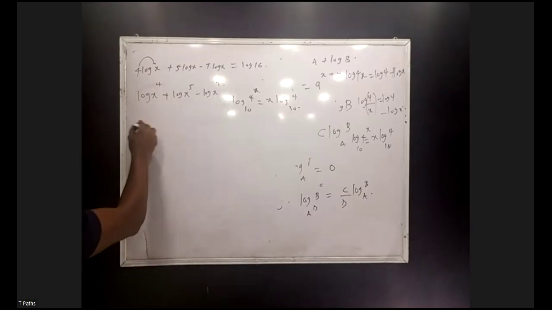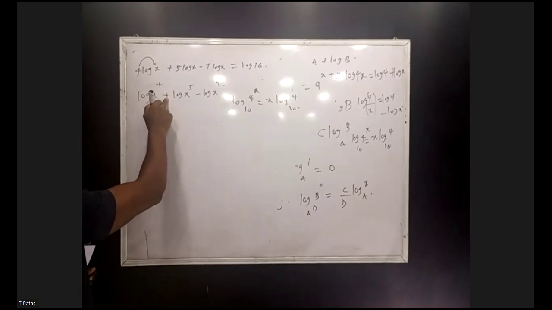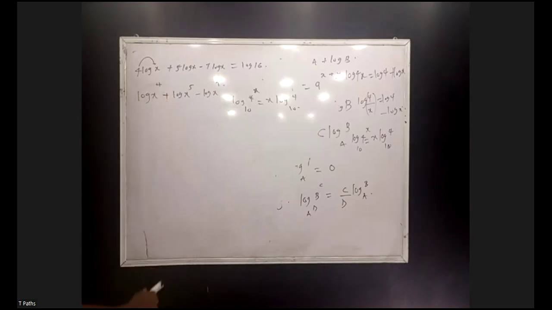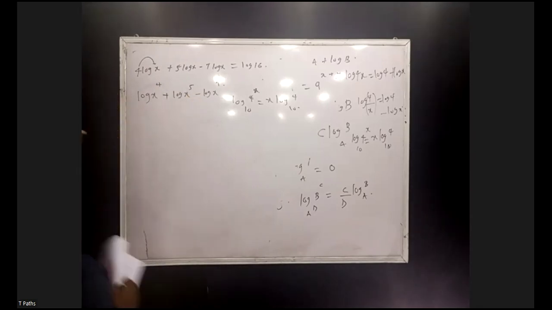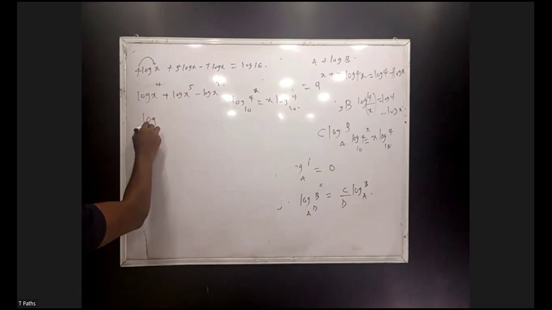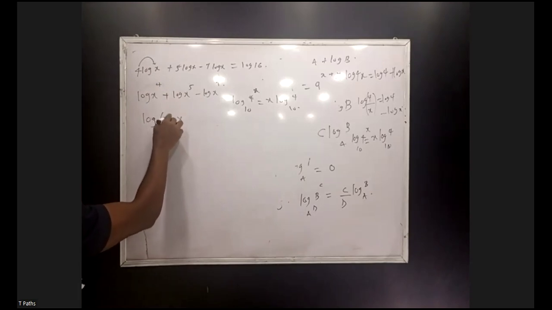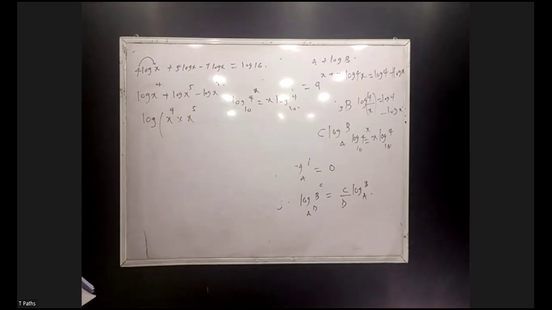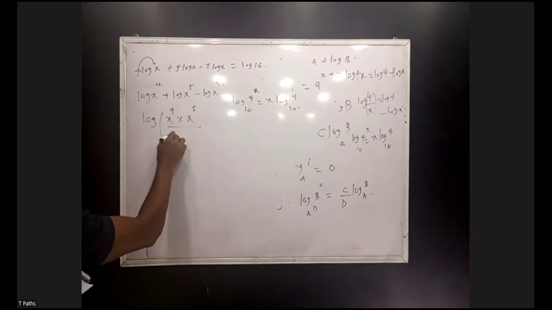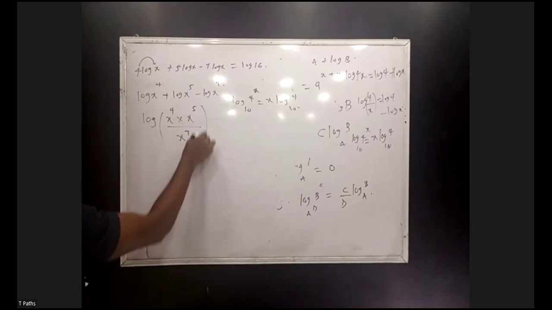Now, when you have addition, it turns to multiplication. When you have subtraction, it turns to division. So what do we have? This can now be log of x raised by 4 times x raised by 5, divided by x raised by 7.